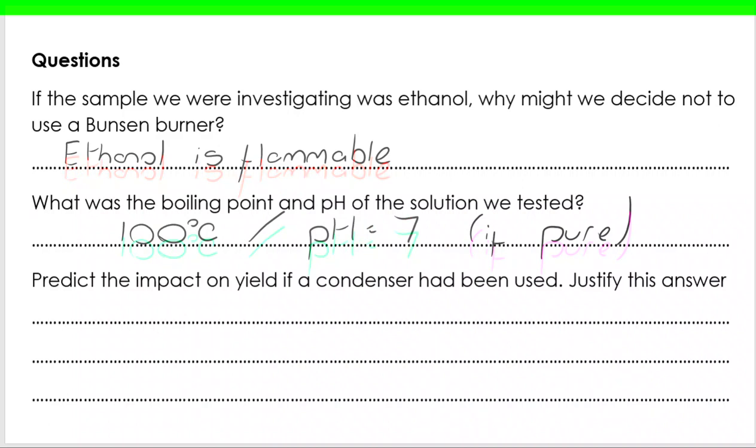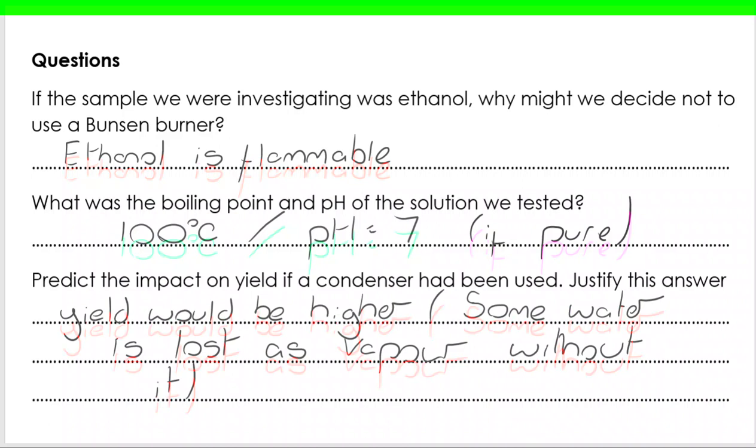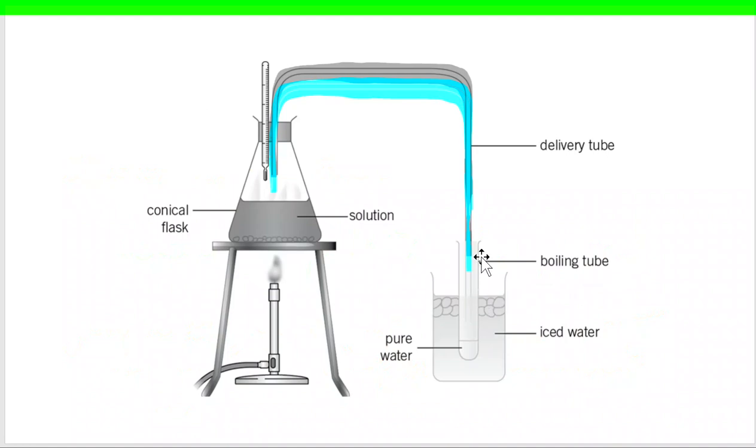Predict the yield if a condenser had been used. You're used to doing this with a Liebig condenser with a jacket of cold water. We would expect the yield to be higher. Even with the ice in the beaker, some of the water vapour is going to escape into the atmosphere before it condenses in this particular apparatus.